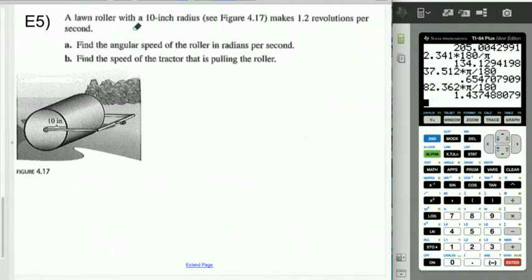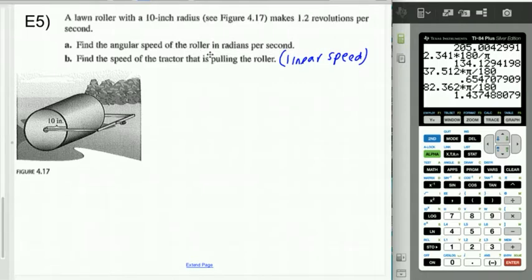Okay, so a lawn roller with a 10-inch radius, in this figure, makes 1.2 revolutions per second. Find the angular speed of the roller in radians per second, and find the speed of a tractor pulling the roller, meaning what is the linear speed? This is saying there's something pulling this thing. So part A is asking you for the angular speed, and part B is asking you for the linear speed.